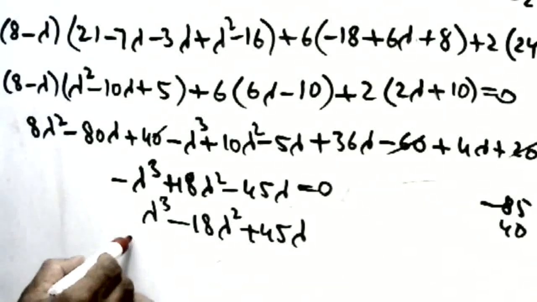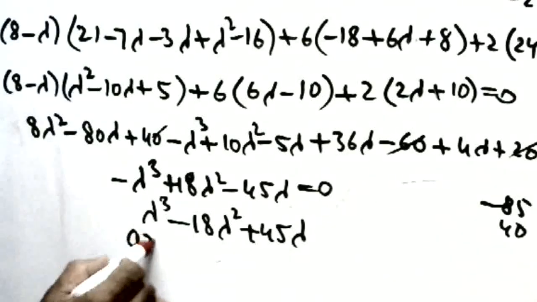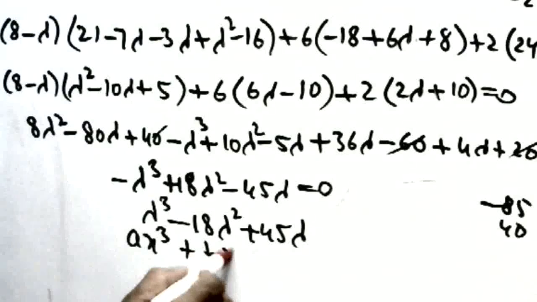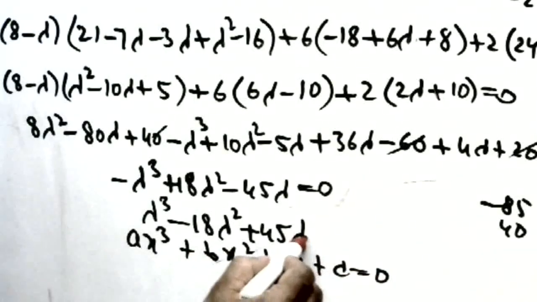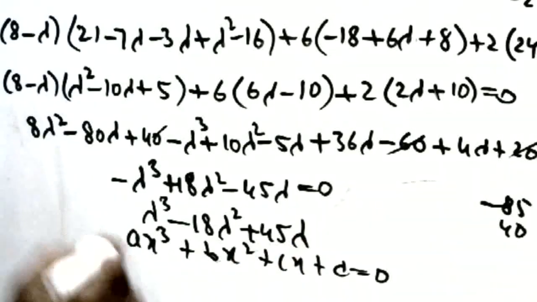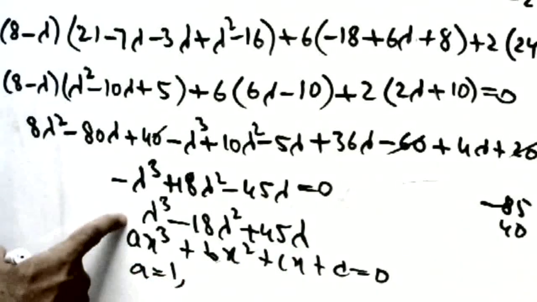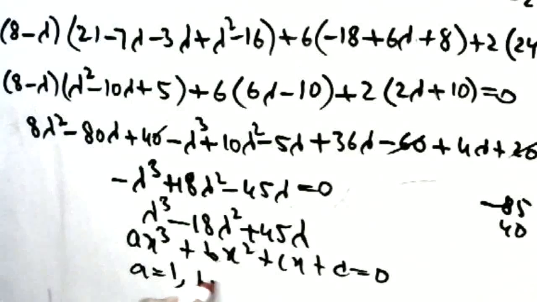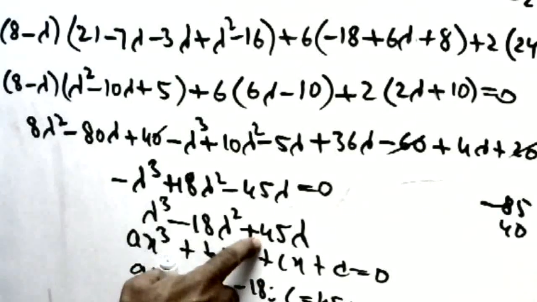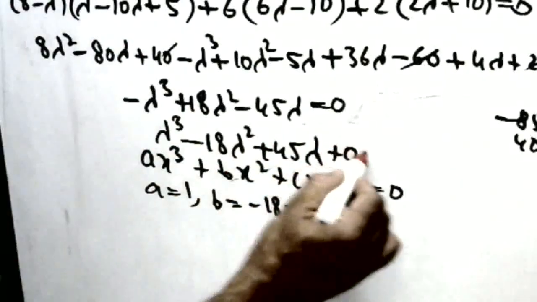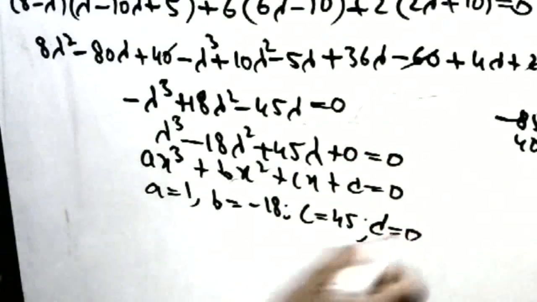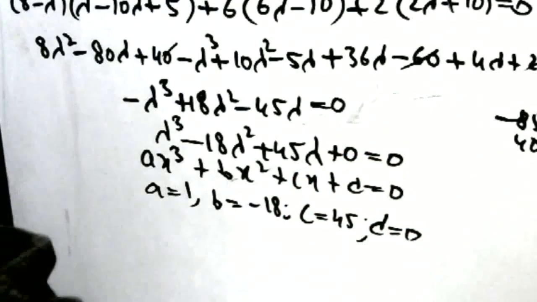See, we can solve in many ways, but here we can use the calculator. Suppose this is a cubic equation, ax cube plus bx square plus cx plus d equals to 0. In the calculator, we have to enter the values. So here a is 1, in place of 1 in the calculator, we can write 1. B is minus 18. C is 45. And lastly, we don't have d, no? So let me take like this, 0 equals to 0. So d equals to 0.